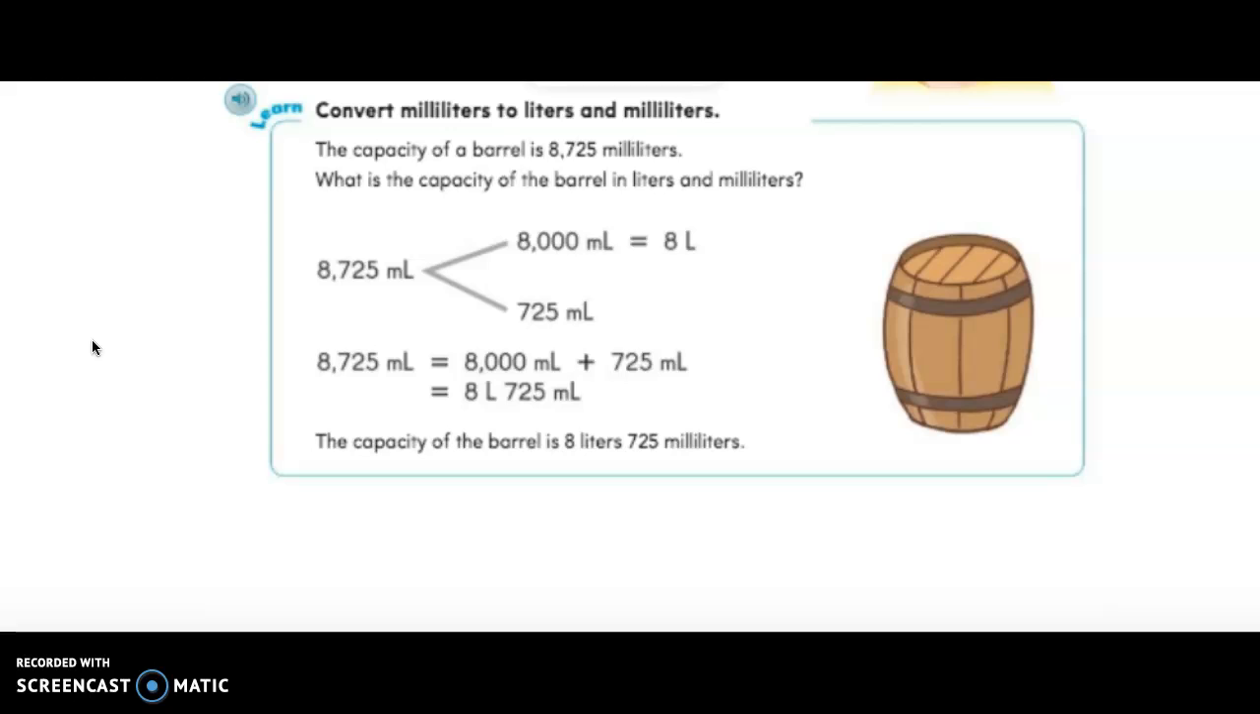All right, the next example. Now we're working the other way. We're going from milliliters to liters and milliliters. So the capacity of the barrel is 8,725 milliliters. What is the capacity of the barrel in liters and milliliters?